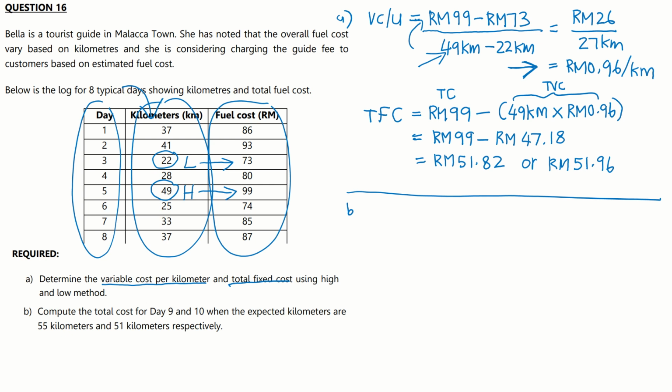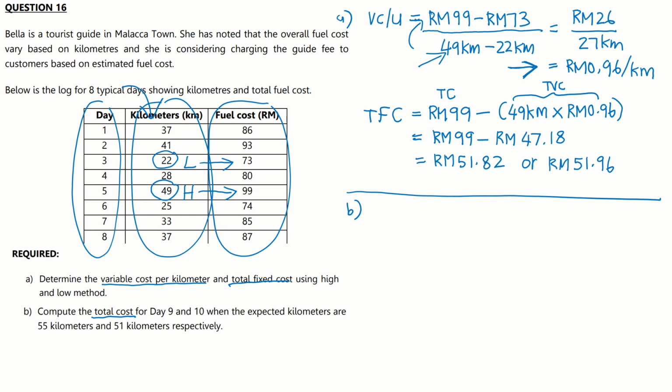Now let's move on to B. Compute the total cost for day 9 and 10 when the expected kilometers are 55 and 51. As we can see from the table, we only have the data until day 8. The question asks you to determine the total cost when the expected kilometers for day 9 and 10 are 55 and 51.